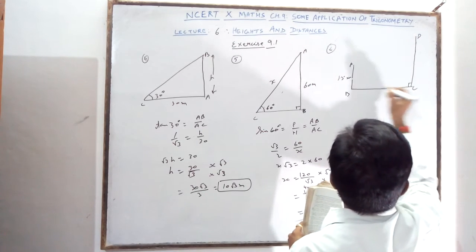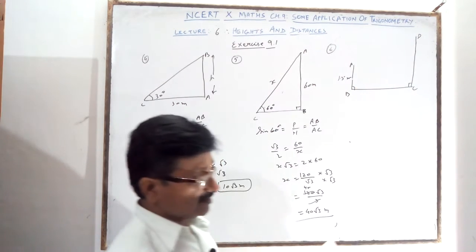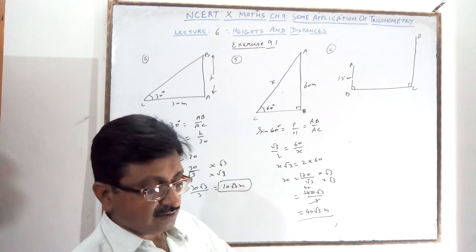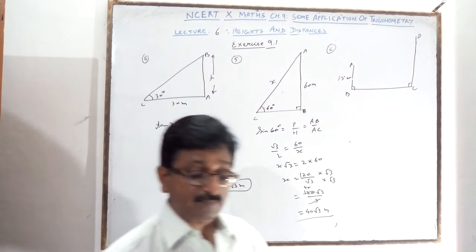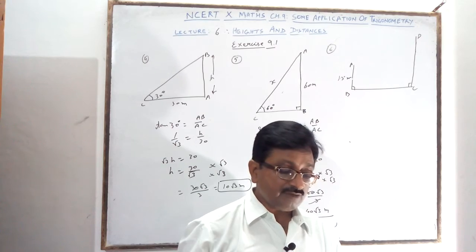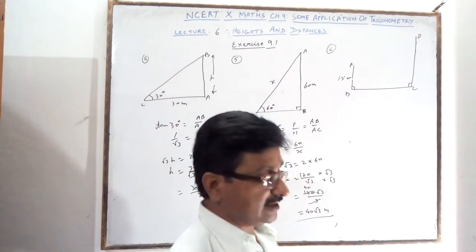Both are forming 90 degrees with the ground. First thing, draw what is given: a 30 meter tall building. The distance is not given. The angle of elevation of his eye to the top of the building is 30 degrees.